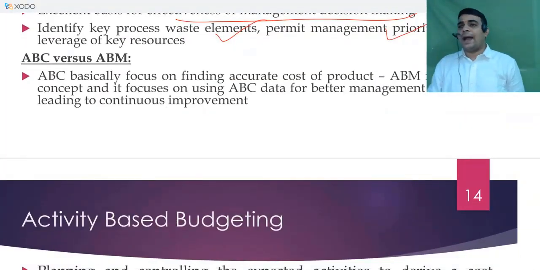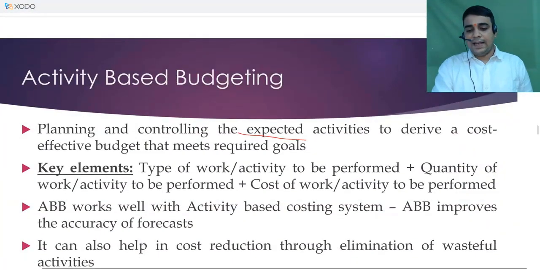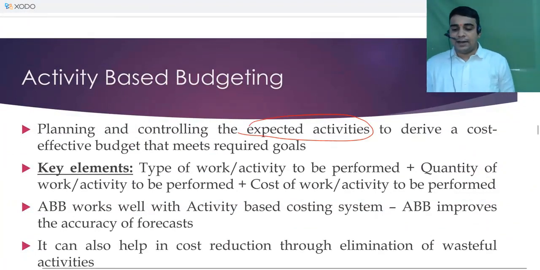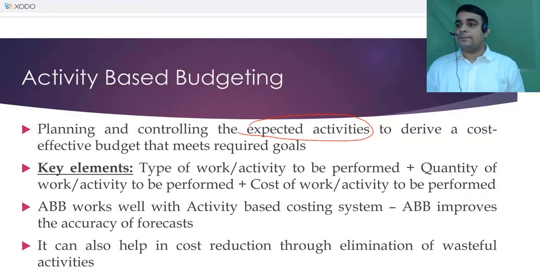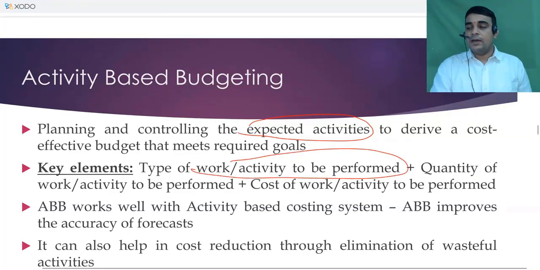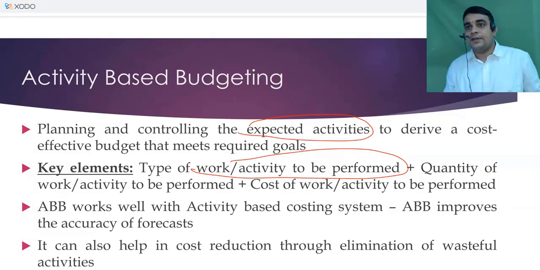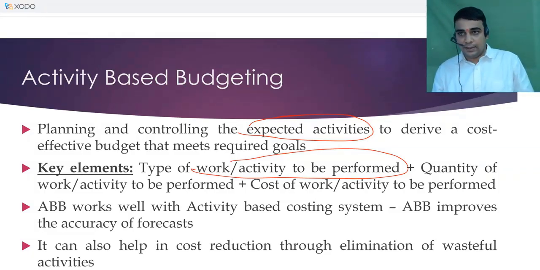Okay, already talked about activity-based budgeting. Planning and controlling the expected activity to derive a cost-effective budget that meets the required goal. You will have to do planning at every activity level. The planning needs to be done at every activity level. Type of work or activity to be performed. That is, when you used to do your ABC, in the ABC steps there was a step called computation of cost driver quantity. In the computation of cost driver quantity, we used to start with particulars, activity, total cost, cost driver name, cost driver quantity, cost driver rate. This is what it is all about.